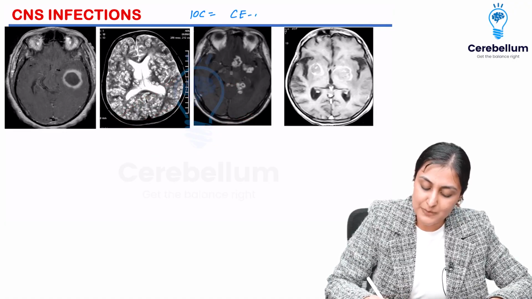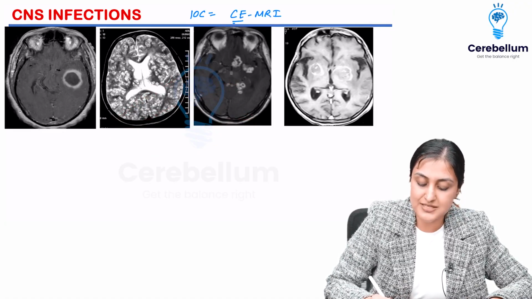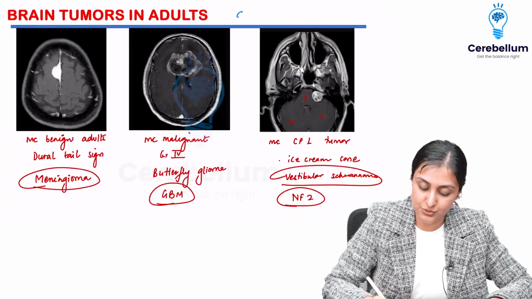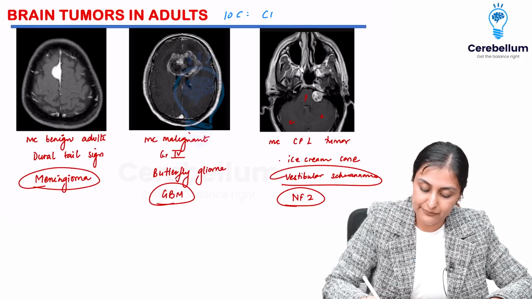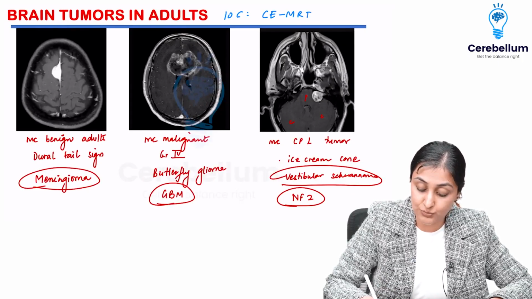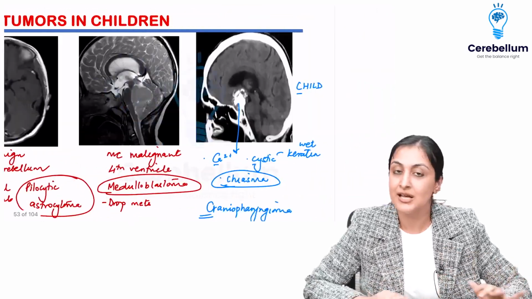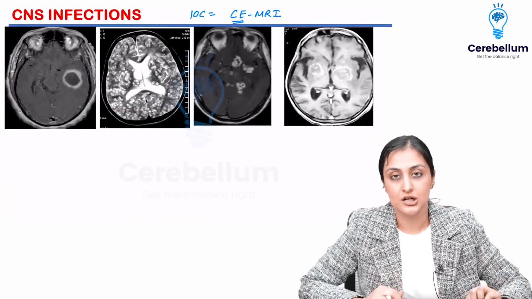It will always be MRI, and we shall always give contrast. So it is contrast enhanced MRI, whether it is tumor or it is infection, right? So I assume you will not have to memorize these things. These have been well understood as we have done the thumb rules earlier, right?